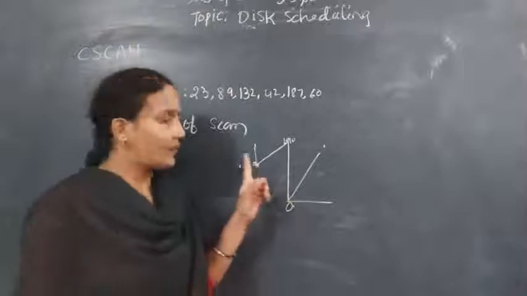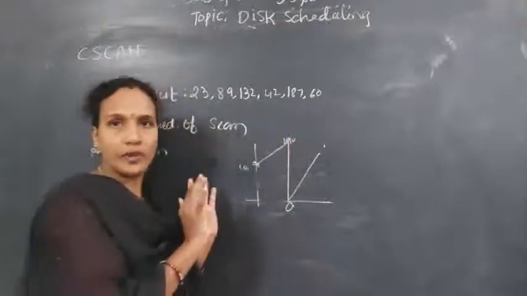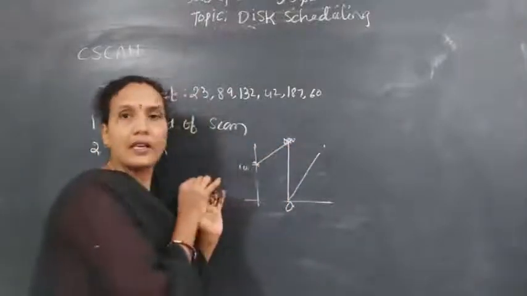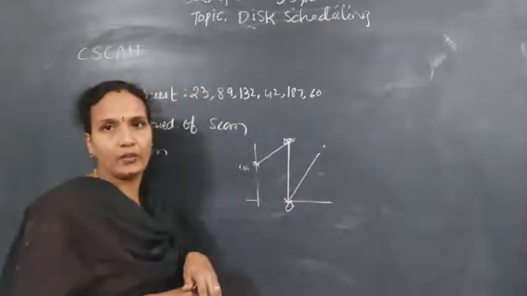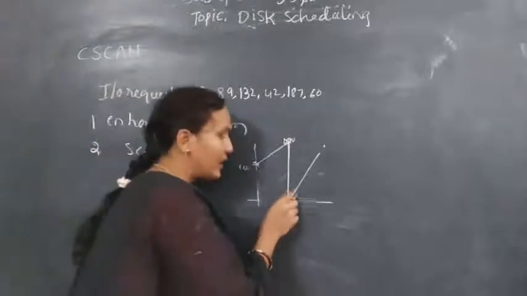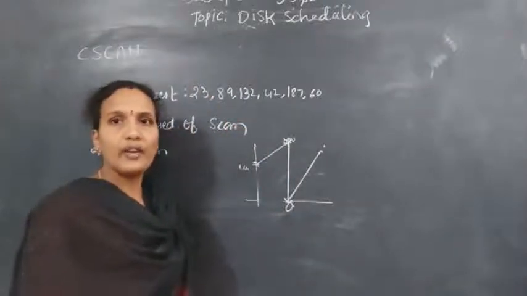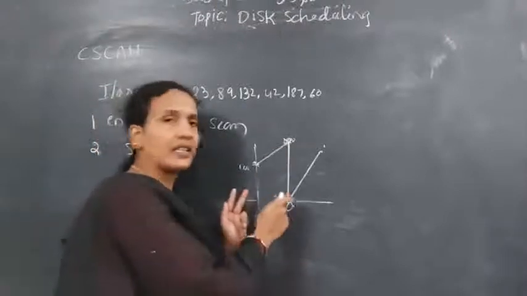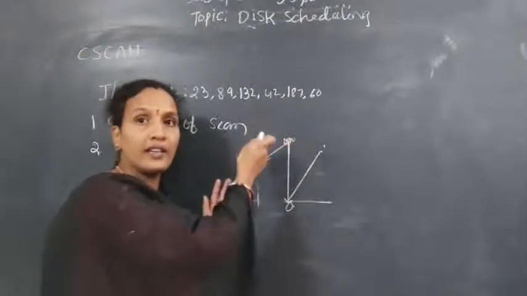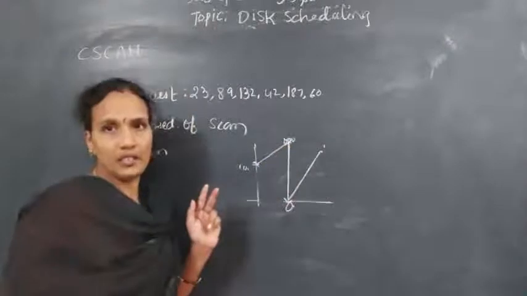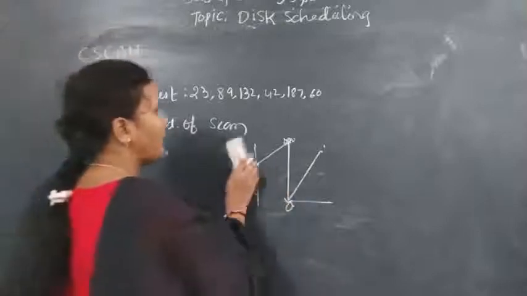Like scan scheduling, it will start at one end. When it starts at one end, it will move to the other end. When it reaches the other end, immediately it will come and touch the initial point of the head movement. Again from here, it will travel and provide the services to the different requests. Whereas in scan scheduling, there is no question of touching an initial point. But here, every time it reaches the other end, immediately it will touch the initial point. That is why it is called circular scan. So here I will explain with an example.